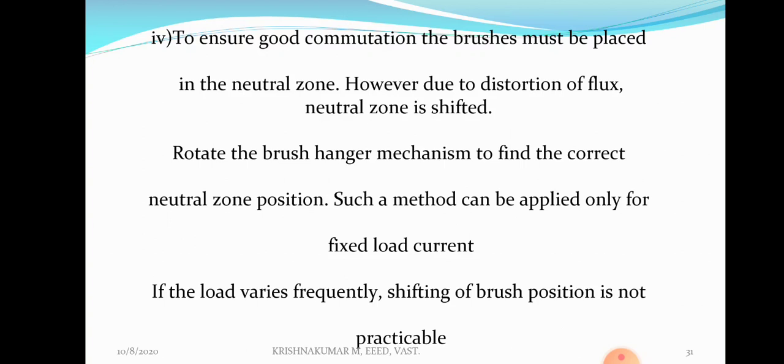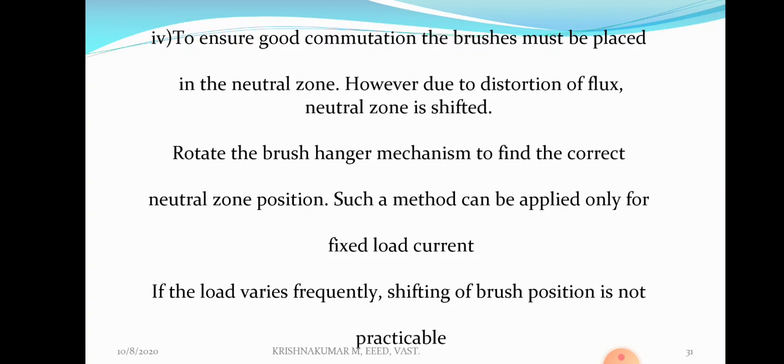When the armature conductors lie on this MNA, no EMF is induced in the armature conductors. To ensure good commutation, brushes must be placed in neutral zone. However, due to distortion of flux, neutral zone is shifted. By using the brush hanger mechanism to find the correct neutral position, rotate the brush hanger in such a way that brushes are placed in neutral zone. But there is a disadvantage, a defect for this method. Such a method can be applied only for a fixed load current. These are not applicable for varying load application.